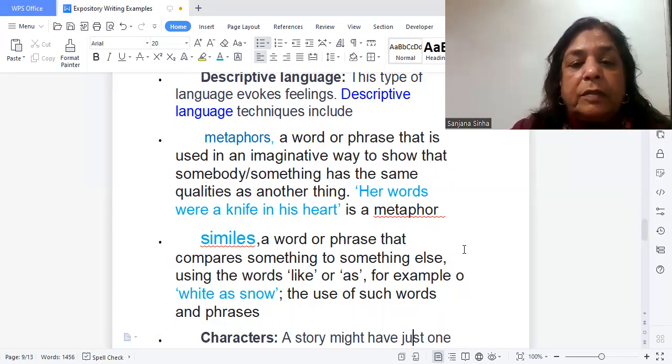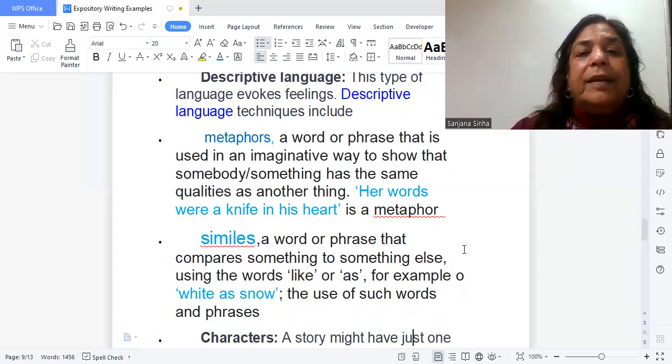Her face was white as snow. She was quiet like death.